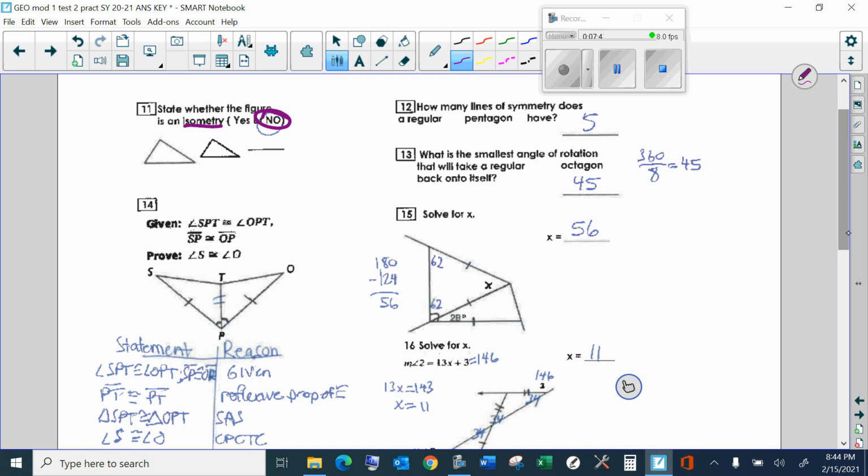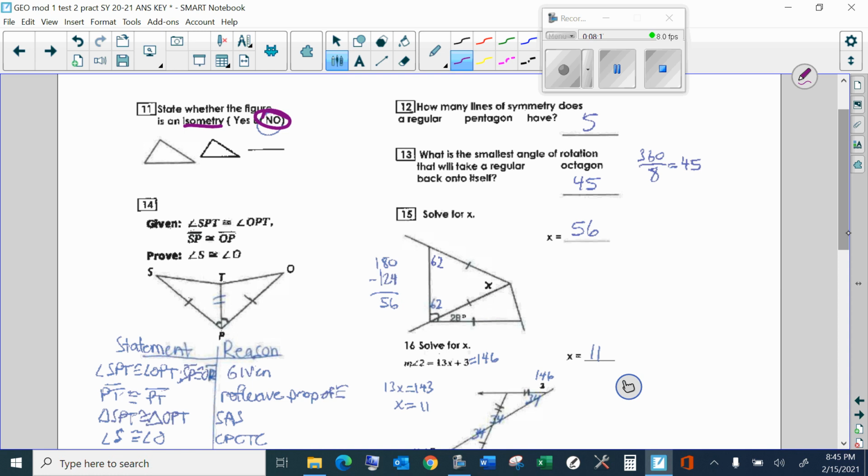What's the smallest angle of rotation? I'll take the regular, it's always going to be a regular polygon, in this case an octagon, back onto itself. The smallest angle, that means they want 1, the smallest one, and it's always 360 divided by the number of sides, 8. 360 divided by 8 is 45 degrees. Now, if I wanted all the angles of rotation, I'd have 45, 90, 135, 180, 225, 270, 315, and I would not do 360.